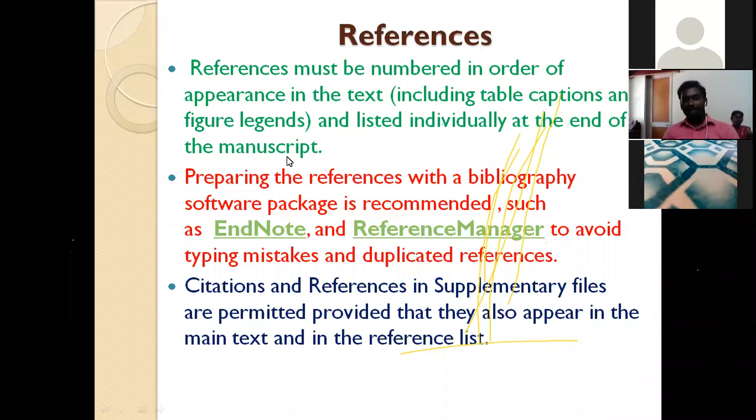Similarly, preparing the references with a bibliography software package is highly recommended because there will not be any errors, and repetition of references is avoided. You can use software like EndNote or other reference managers to avoid typical mistakes or duplicated references. And citations and references in supplementary files are permitted provided that they also appear in the main text. So you can give references to the supplementary materials, but the same reference should be given in the main article.